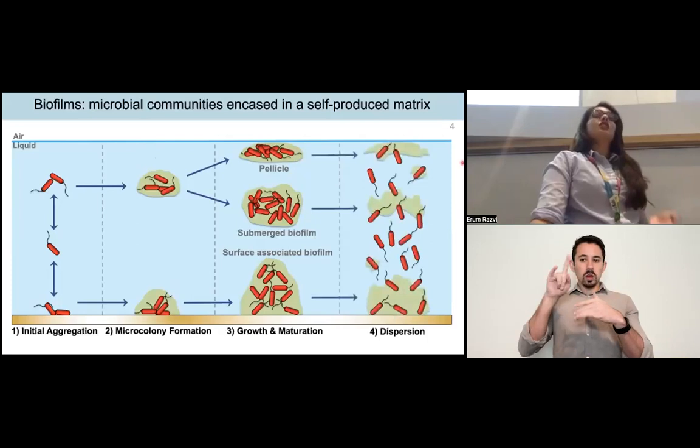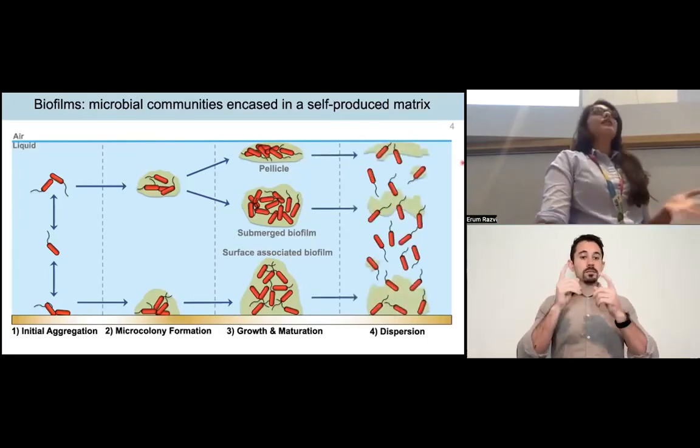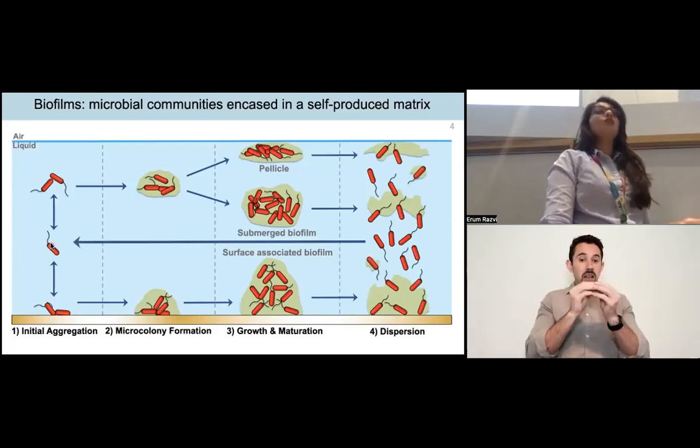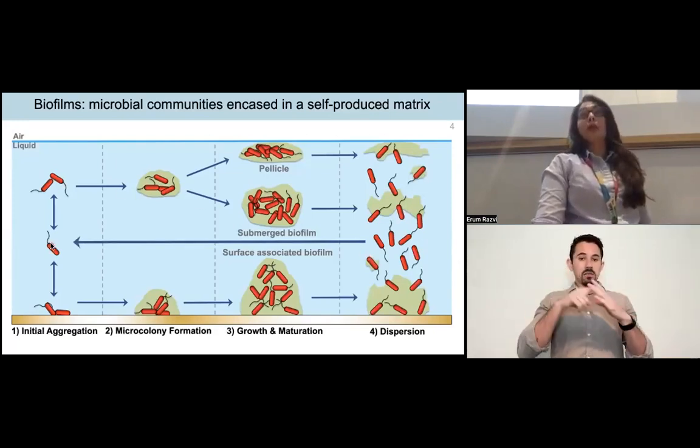The last stage is dispersion, where cell aggregates and/or planktonic cells are released passively or actively and begin a new cycle of biofilm formation.